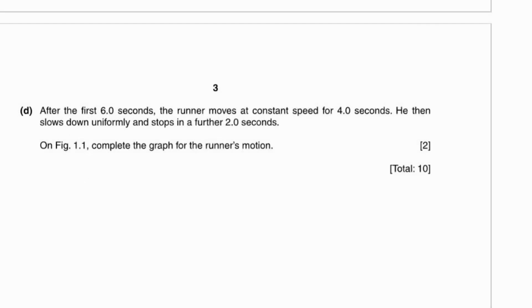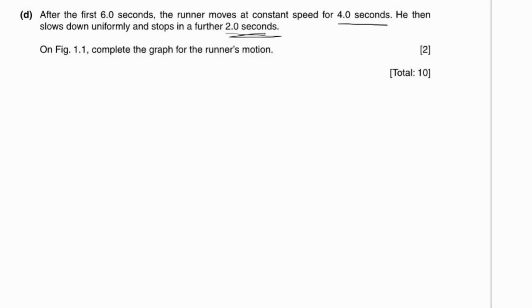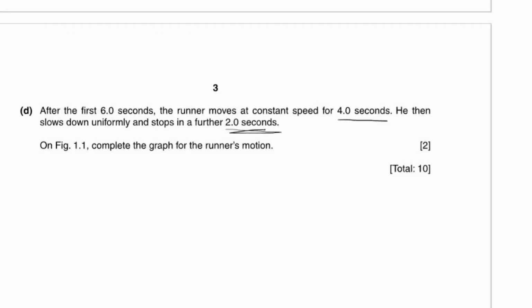There we go. And part D, after 6 seconds, the runner moves at a constant speed for 4 seconds. He then slows down uniformly and stops in a further 2 seconds. On figure 1.1, complete the graph for the runner's motion. So slows down uniformly just means slows down at a constant rate, constant acceleration. It really means a straight line. And he's going to slow down to a stop in 2 seconds. Okay, so moving at a constant speed for 4 seconds and then slowing down in 2 seconds. Slowing down to a stop.